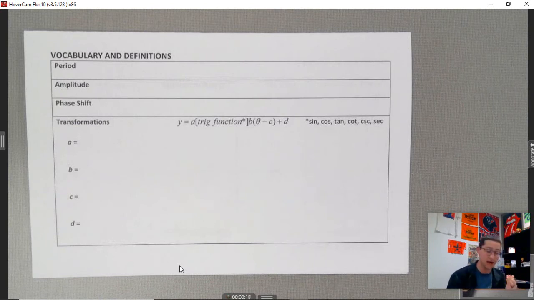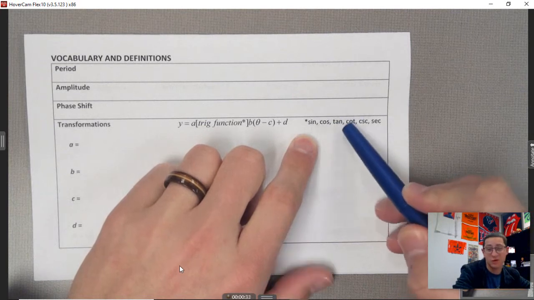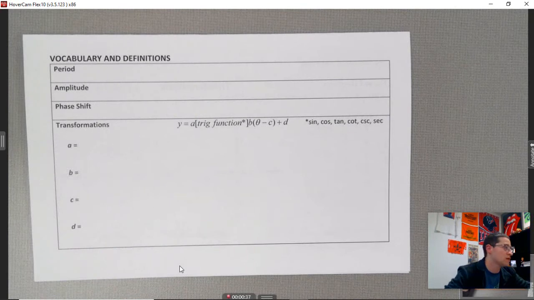So, working with graphing sine and cosine functions today. That is what we're moving into in this unit, graphing all the different trig functions. We're going to start today with sine and cosine. But notice, we've got all these: sine, cosine, tangent. We're going to graph cotangent, cosecant, and secant. So that's what we're starting off with.